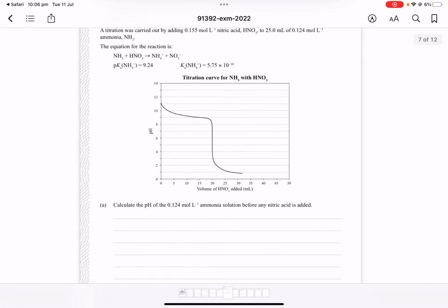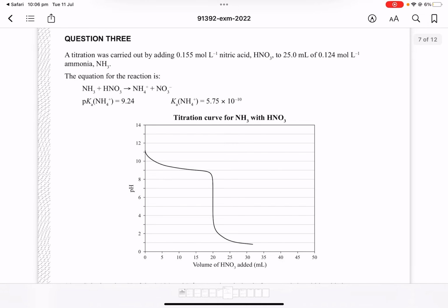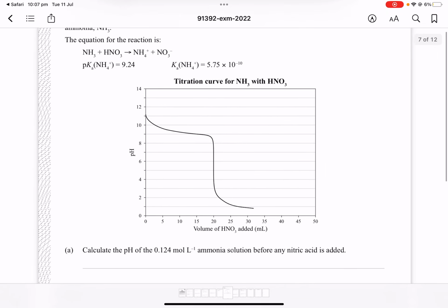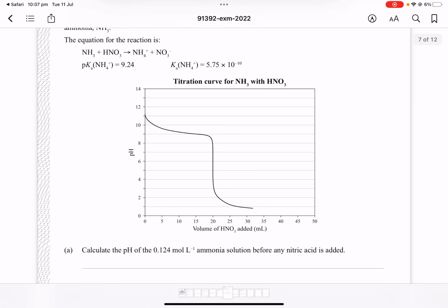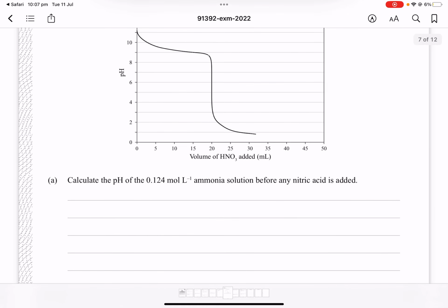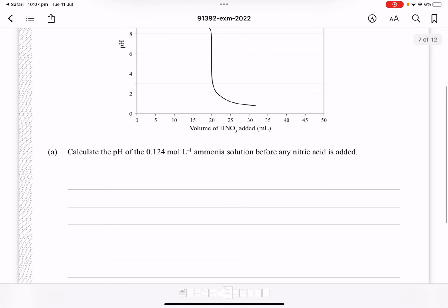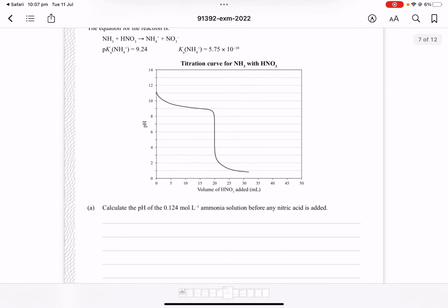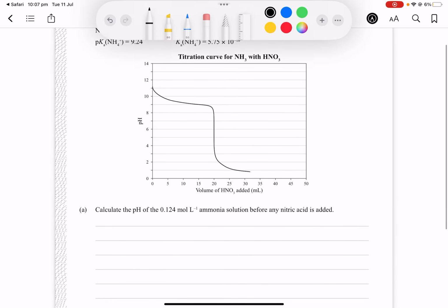Okay, so we look at question 3. Titration was carried out by adding 0.155 mole per liter nitric acid to 25 milliliters of 0.124 mole per liter ammonia. The equation is given below, so I'm not going to read it out loud, but we can see the equation, and we have a curve. So we want to calculate the pH of the 0.124 mole per liter ammonia solution before any nitric acid is added. In this case, we're going to write out the expression for the Kb.